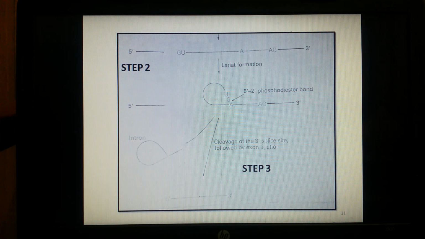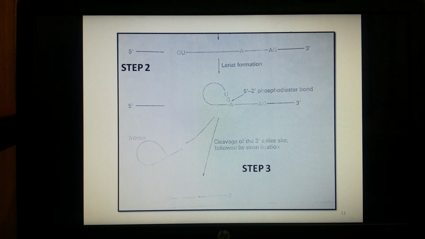Before we discuss these steps, I want to tell you that in introns there are two different sites. One is the donor site, that is the 5' end of the intron, and the other is the acceptor site, that is the 3' end of the intron, and it is required for splicing. There is also another site, the branch site, and this branch site is near the 3' end of the intron. So these are the three sites that are present in the intron.